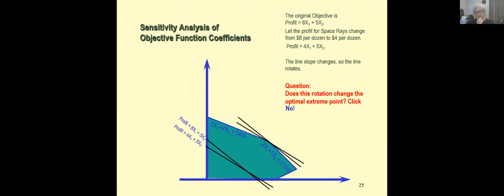But now you may ask, what if the change in the profit is even larger? Maybe it is dropping more. So the rotation will be larger now, right? So I drop it to $3.75, not for no reason. You'll see why. And I say, let's see, is the optimal solution going to change now?